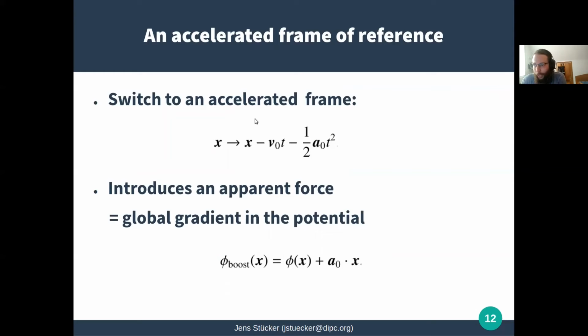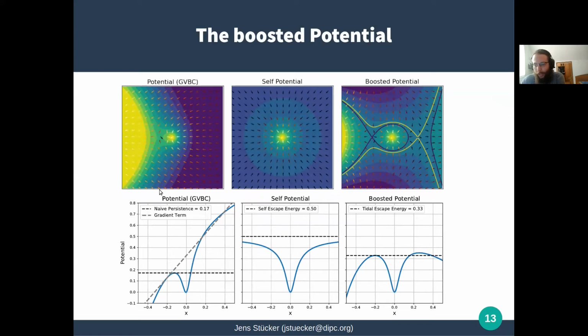If I switch to an accelerated frame of reference, then this would introduce an apparent force in that new frame of reference. And this apparent force will basically manifest itself as a gradient in this potential landscape. So from this accelerated frame of reference, I have to add a global gradient to the potential, and I call the thus constructed potential a boosted potential, because it's the natural way of looking at the potential from a boosted frame of reference.